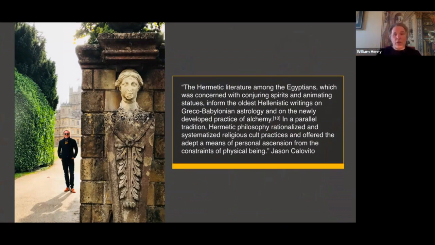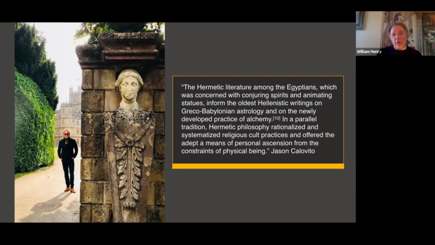The Hermetic literature among the Egyptians was concerned with conjuring spirits into art and statues and informed the oldest Hellenistic writings on the Greco-Babylonian astrology and on the newly developed practice of alchemy, says Jason Calavito. In a parallel tradition, Hermetic philosophy rationalized and systematized religious cult practices and offered the adept a means of personal ascension from the constraints of the physical being by conjuring the images into a work of art.